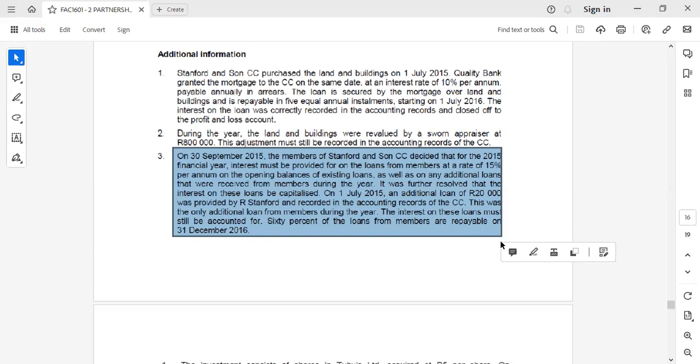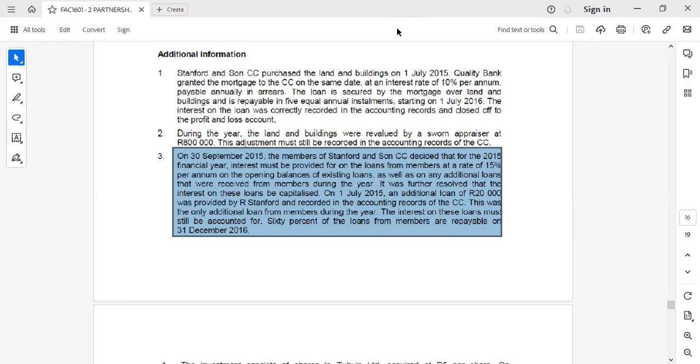On 1 July 2015, an additional loan of 20,000 was provided by Ara Stanford and recorded. So it means it's included in the loans above in the accounting records of the CC. This was the only additional loan from the members during the year. The interest on these loans must still be accounted for. 60% of the loans from members are repayable on 31 December 2016. All right, how they are going to be repaid, that would be an issue for the statement of financial position. But first of all, we want the interest.